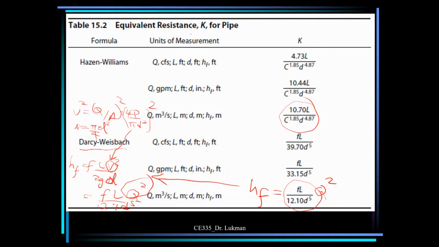So this is called the equivalent resistance. That is why this is now simplified as simply KQ squared. What is K? K is fL over 12.1 d to the power of 5. Simple. We will also use this table in some of the examples to come.